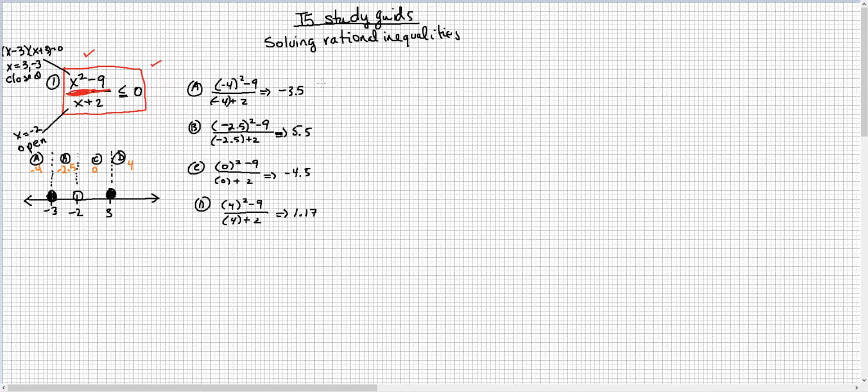And now the question is, is this number less than or equal to 0? True. Is 5.5 less than or equal to 0? False. No positive number will be less than 0. Is this one less than or equal to 0? True. And is this one less than or equal to 0? Well, that's false because it's positive. So we found out that region A and region C are true.